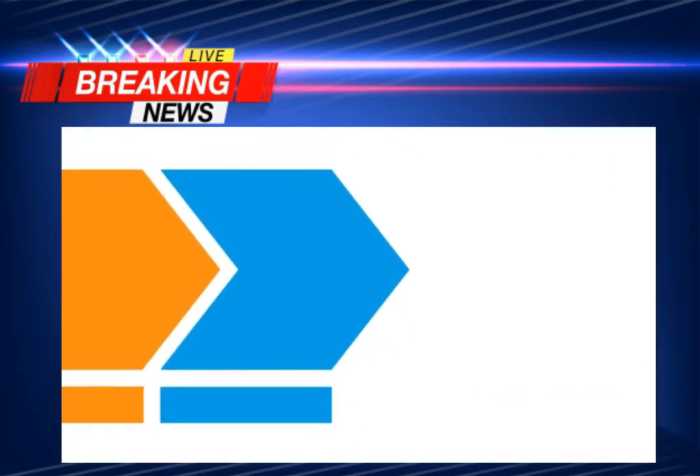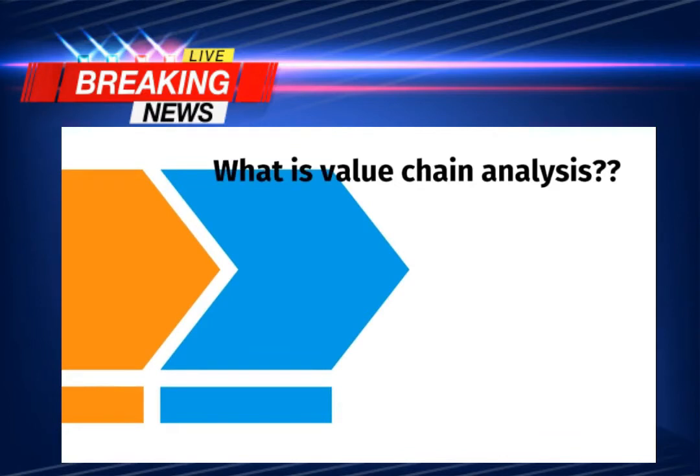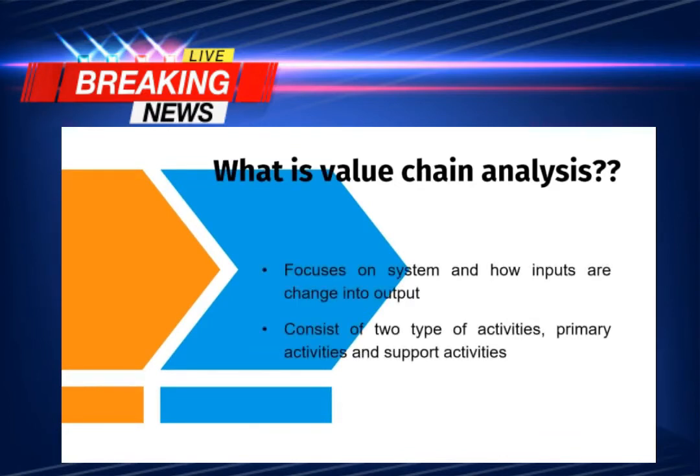What is a value chain analysis? Value chain analysis focuses on the system and how inputs are changed into outputs. It describes a chain of activities that are common to all businesses and divides them into two types of activities: primary activities and support activities.